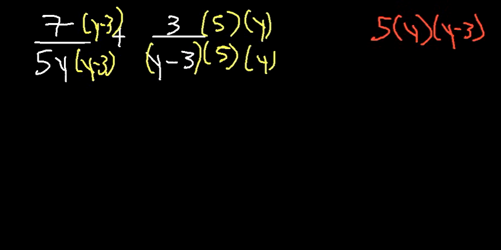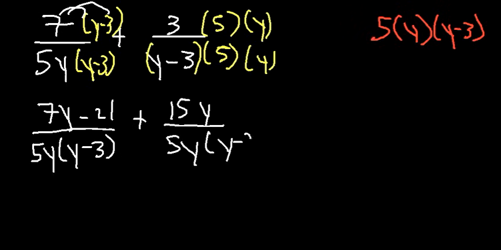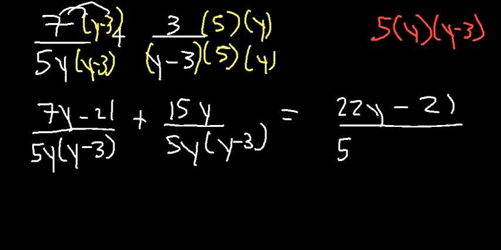So let's distribute the 7. 7 times y is 7y, and 7 times negative 3, that's negative 21. On the bottom, it's just 5y times y minus 3. For the next fraction, 3 times 5 is 15, and let's attach a y to it. So now that we have common denominators, we can add the numerators. So 7y plus 15y, that's 22y, and there's nothing to combine the negative 21 with. So this is the answer for this problem.